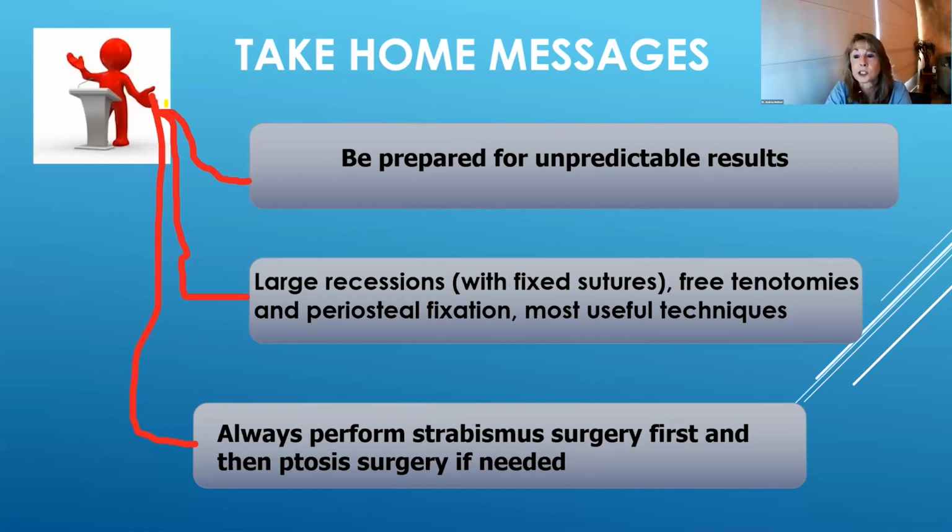Large recessions, especially with fixed sutures, free tenotomies, and periosteal fixation in the most severe cases are, in my opinion, the most useful techniques to use in these types of strabismus. Always perform strabismus surgery first and then ptosis surgery only if required. Remember that these patients do not have Bell's phenomenon, and exposure keratitis is always a concern.